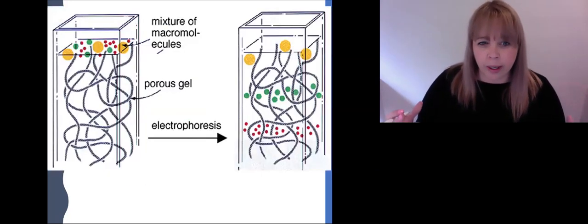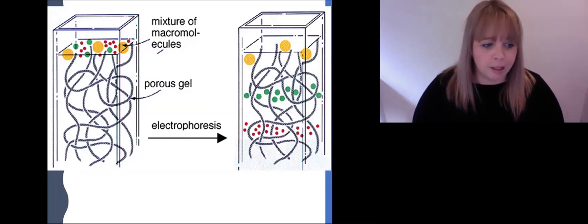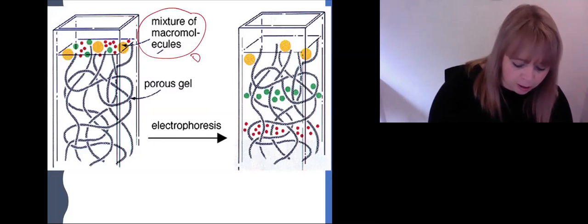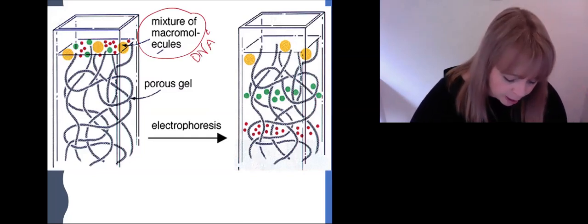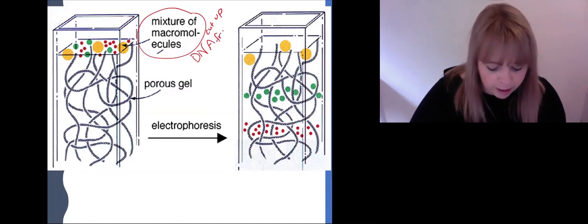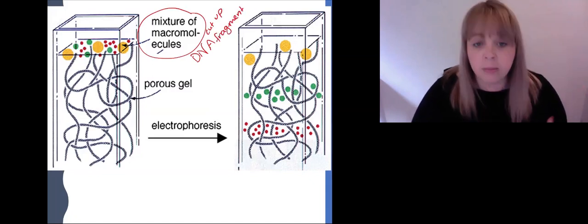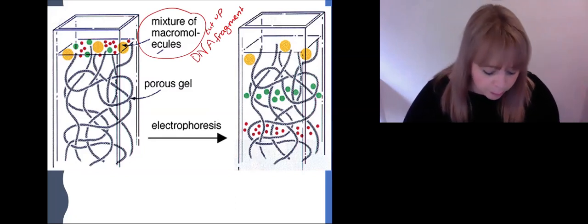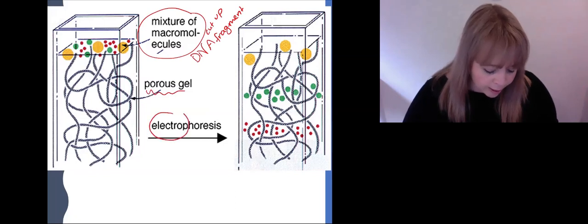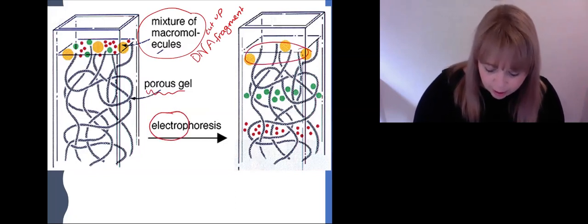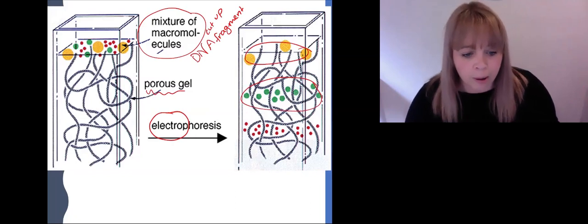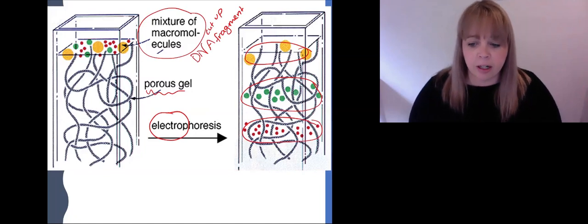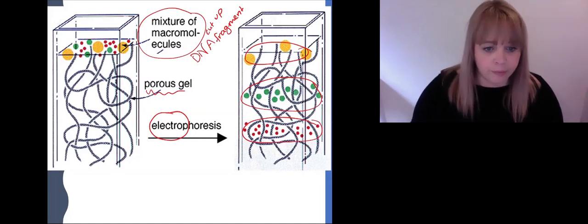So here's just a really quick picture. I'm going to come back to it later on. But essentially, you load your mixture of macromolecules up the top here. So this would be your DNA, your cut up DNA fragments. So this is when you've got DNA, you've mixed it with a restriction enzyme, and now you've got DNA of different lengths. You've got this porous gel. You run electricity through it, and you end up separating them out. So you've got your big yellow ones at the top, your medium-sized green ones in the middle, and your small red ones down the end. And we're going to spend lots of time breaking down what this means.